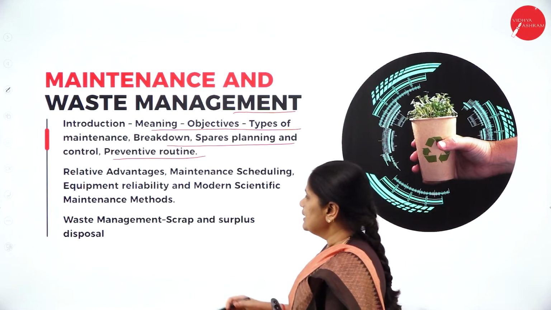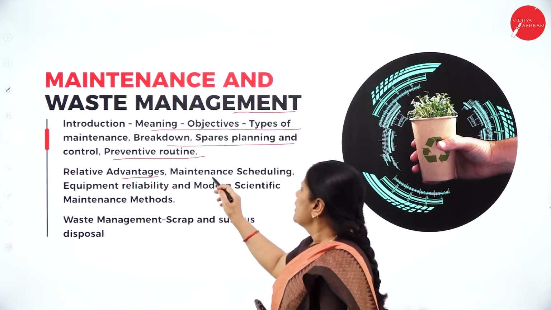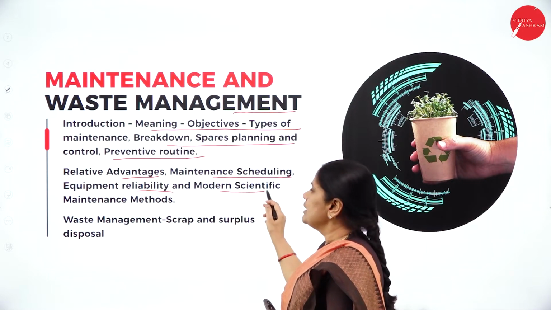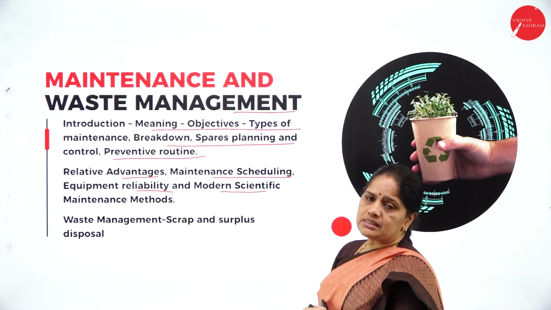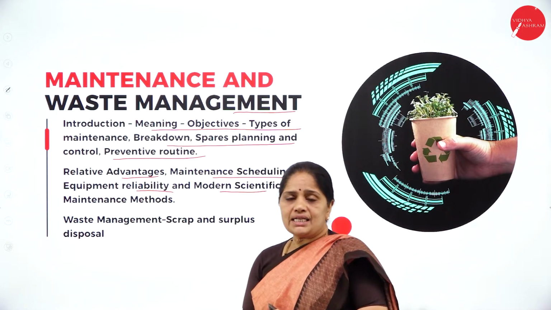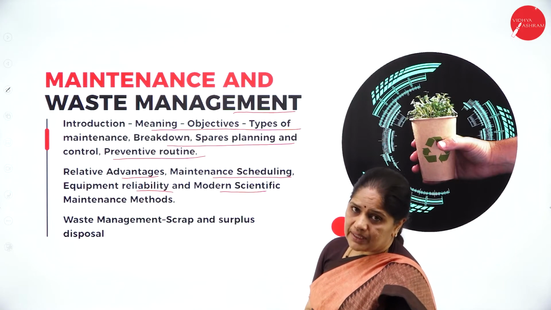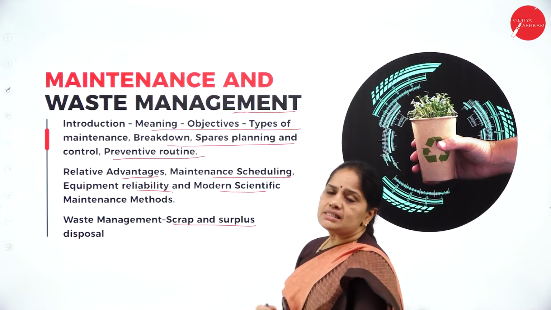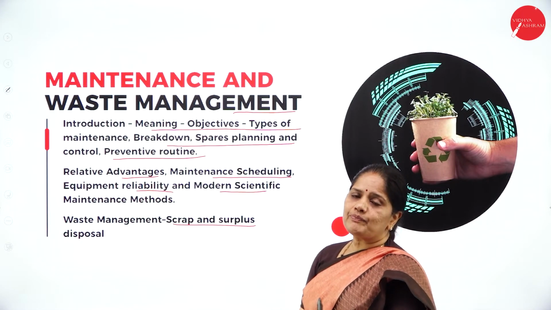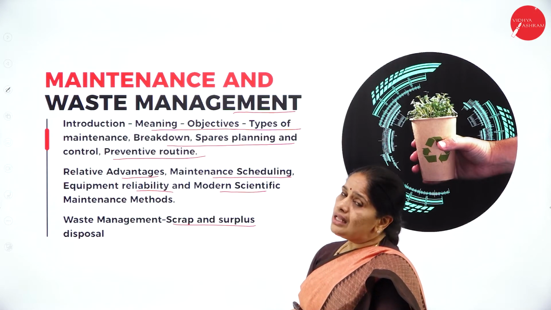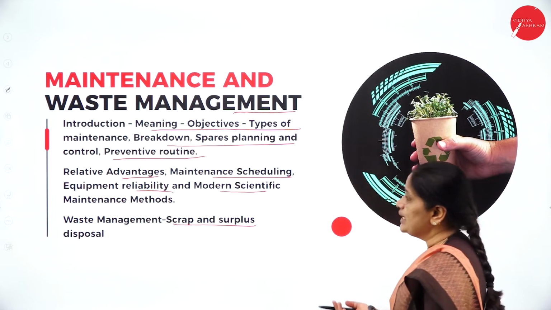Then what are the relative advantages, maintenance scheduling, equipment reliability, modern scientific maintenance methods. So what are the various methods in which we can manage the waste coming out from the plant, etc. Then scrap and surplus disposal. So whatever scrap comes out of the factories, how do you dispose it? All this will be a part of unit 5.